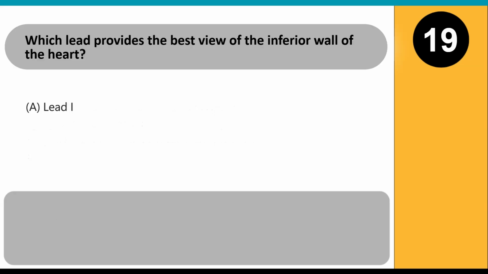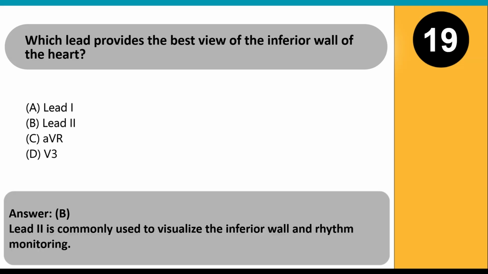Which lead provides the best view of the inferior wall of the heart? A. Lead I. B. Lead 2. C. aVR. D. V3. Answer B. Lead 2 is commonly used to visualize the inferior wall and for rhythm monitoring.